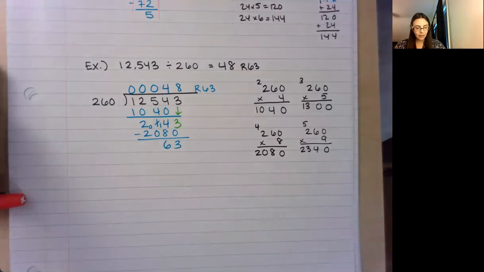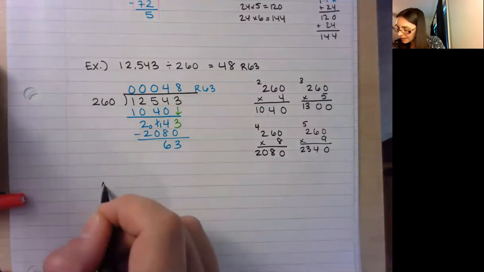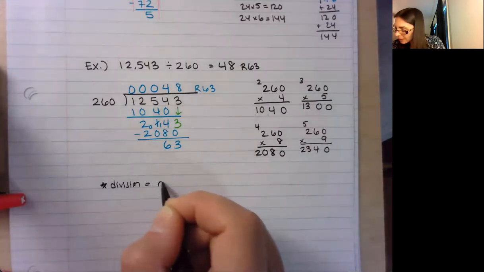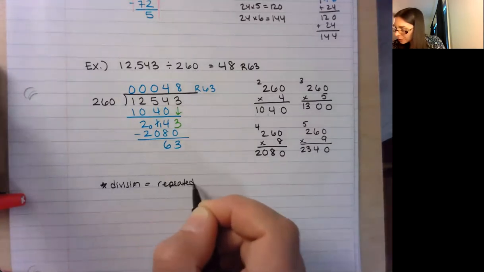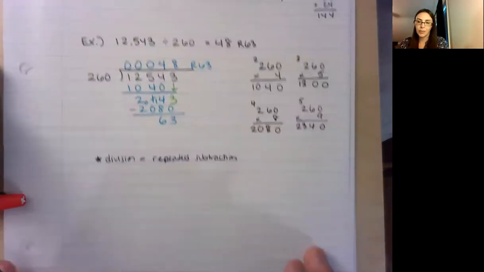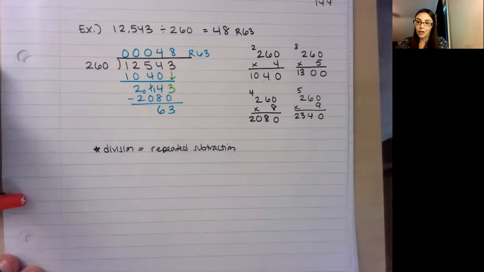So another little thing just to kind of keep in mind, I'm not going to spend too much time on this, is that division is actually just repeated subtraction. So just like multiplication is repeated addition, division is actually repeated subtraction. So sometimes that really helps students to kind of process through how division works.